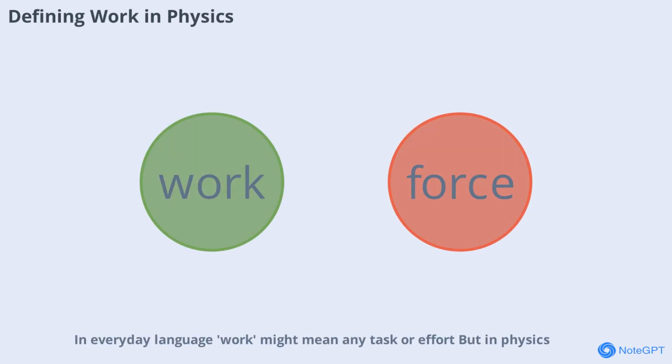world. In everyday language, work might mean any task or effort, but in physics, work has a specific definition. Work is done when a force causes an object to move in the direction of that force. For example, pushing a box across the floor involves work, but holding a heavy box still does not. The key is movement in the direction of the applied force.